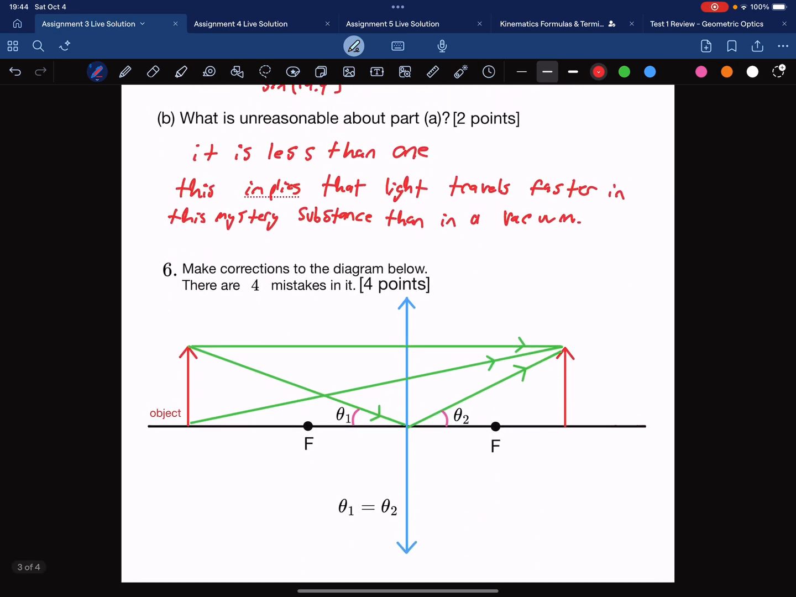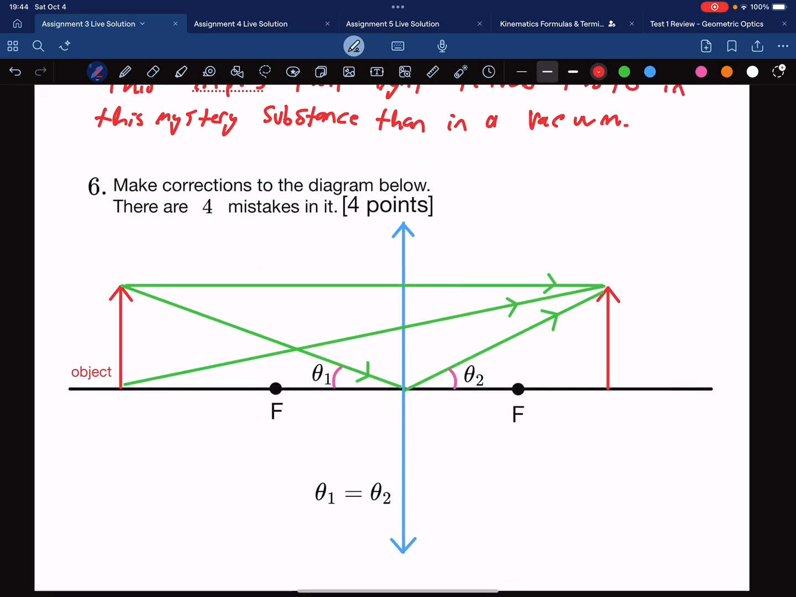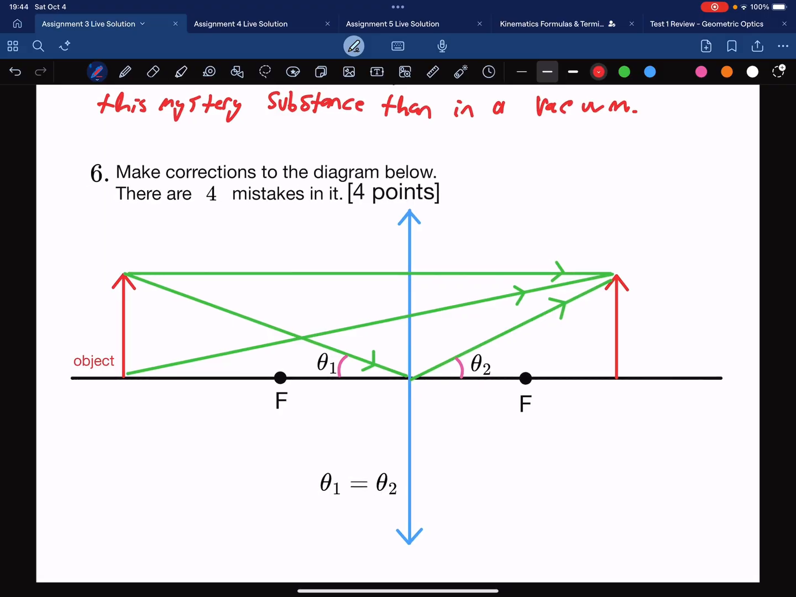6, down here, there are 4 mistakes in this that I did on purpose. I asked you to correct them. So first I'm going to go ahead and label these light rays so we know what I'm talking about. Light rays 1, 2, and that was supposed to be a 3. Light rays 1, 2, and 3. So first I will talk about light ray number 1. This light ray should have refracted when it hit the lens. So refraction should have happened.